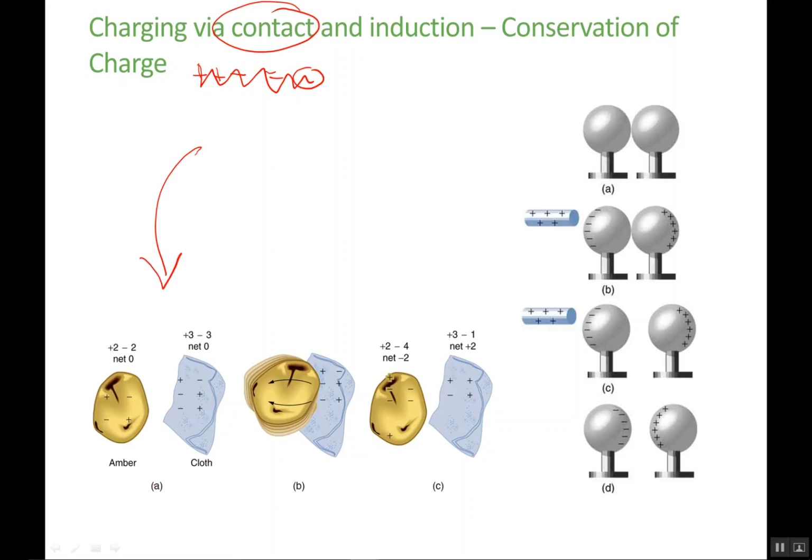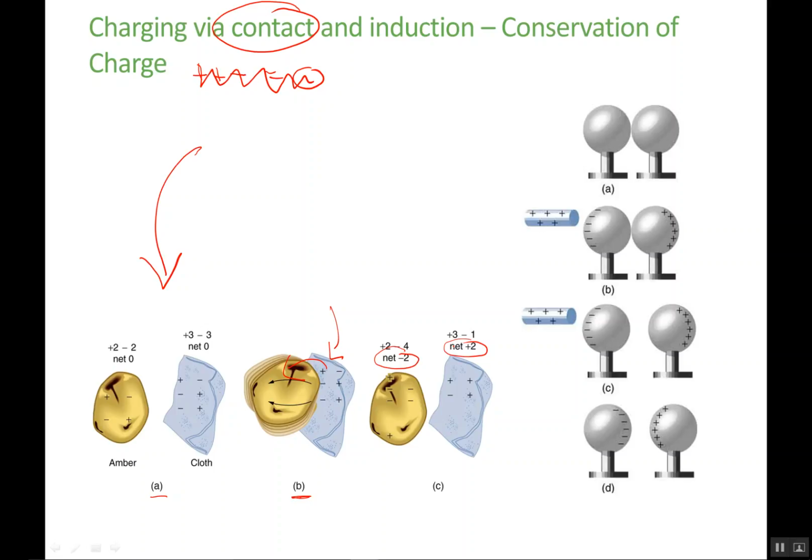This picture is showing, in panel A, you're starting out with a chunk of amber and a cloth. And the amber is neutrally charged. It has a net charge of 0, and the cloth is neutrally charged. But what happens if you rub the amber and the cloth together? Well, some of the electrons from the cloth get stripped away and deposited on the amber. So once you remove the cloth, there's an excess of electrons on the amber and an excess of protons remaining on the cloth. So you've created a separation of charge via rubbing, via contact between these two objects.